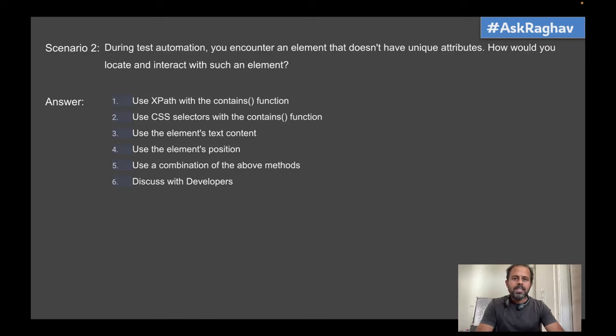And then at the end, if you really see that it is going to be very brittle, it can break, you do not have a very clear way to find the element and it is not very stable, you can always talk to the dev team and have some unique properties added for those elements. Okay, so this is how you should handle this kind of scenario.